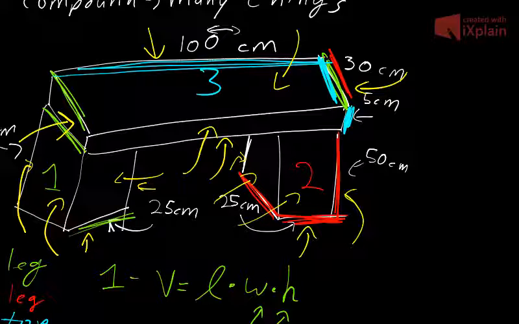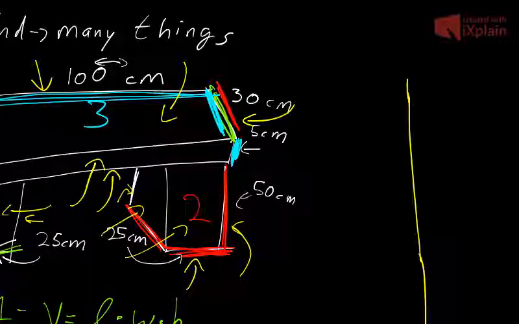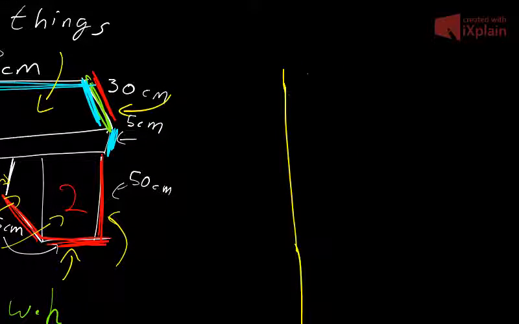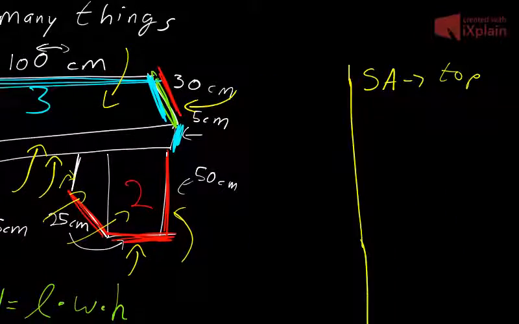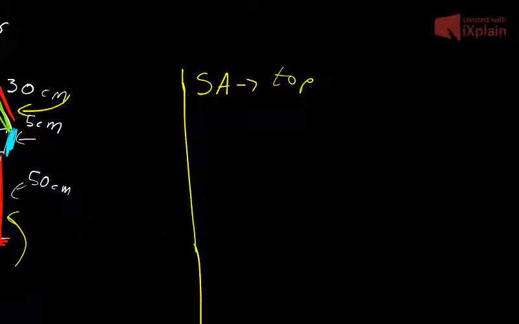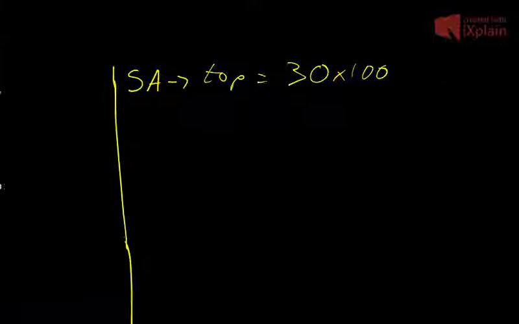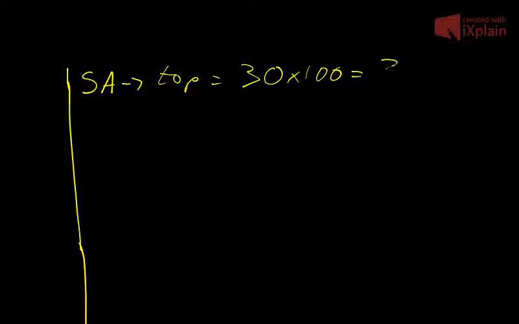So something that's really important to do is to pick somewhere to start and then make sure you hit everything going in one direction. So I like to start at the top and work my way down. So I'm going to start surface area. I'm going to start with the very top, the top of my desk, which is going to be equal to length times width, which in this case is 30 by 100. So I'm going to write that down, 30 times 100, and that will equal 3,000.